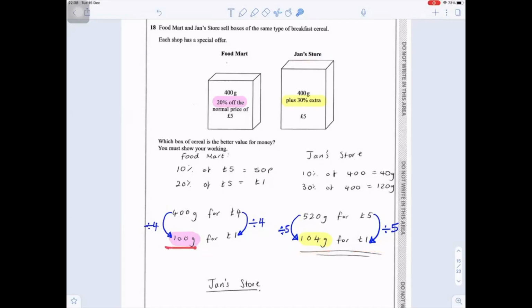But in Food Mart, you get 100 grams for £1. So who is giving you more or better value? Jancy's store is giving more because 104 grams is bigger than 100 grams, and you're all paying the same £1.